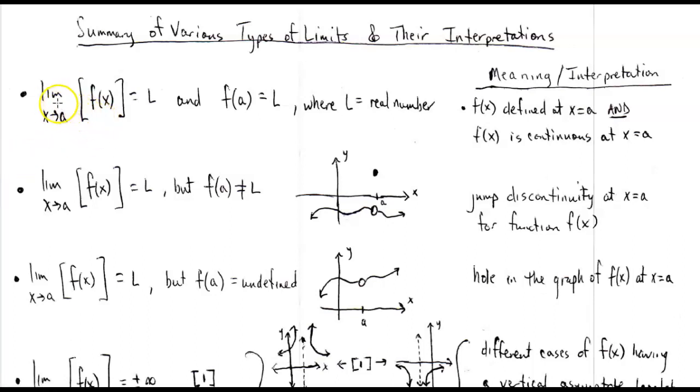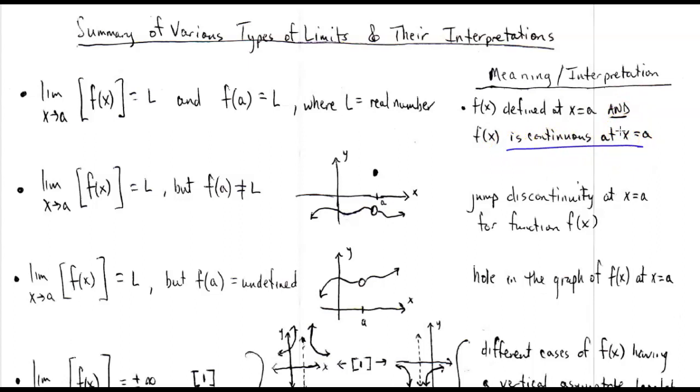So we see here, if we know that the limit of some function f of x as x approaches a from both the left and the right side equals some real number L, and on top of that, we know that we have a point (a, L) on the graph, meaning that the y coordinate for the point on the graph when x is equal to a is the same y value that L is, then what that tells us is that our function is continuous at x equals a.